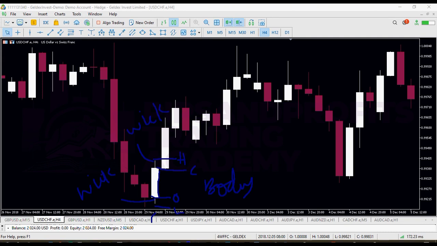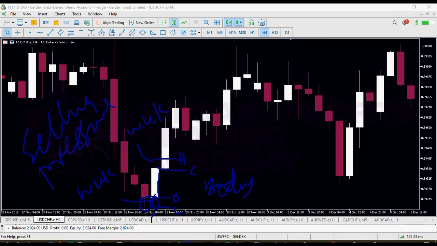Now, we have also said that the wick below is talking about the fact that when the candle opened, it was met with some form of selling pressure. Some form of selling pressure. Which means that the bears wanted to push price lower, but the bulls were stronger than the bears. So they were able to take over the market. That is why we have the wick.